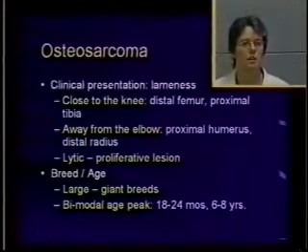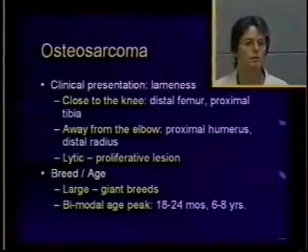Osteosarcoma most commonly presents as lameness. The most common sites, most people will remember them as being close to the knee or away from the elbow. That is, close to the knee in the distal femur and the proximal tibia, or away from the elbow in the proximal humerus or in the distal radius.